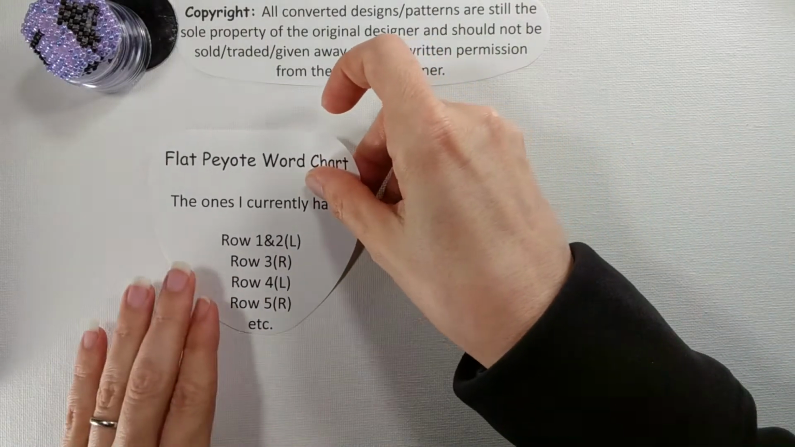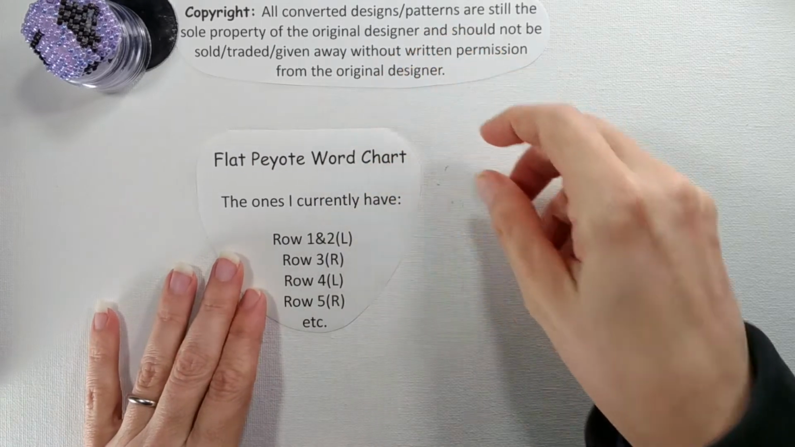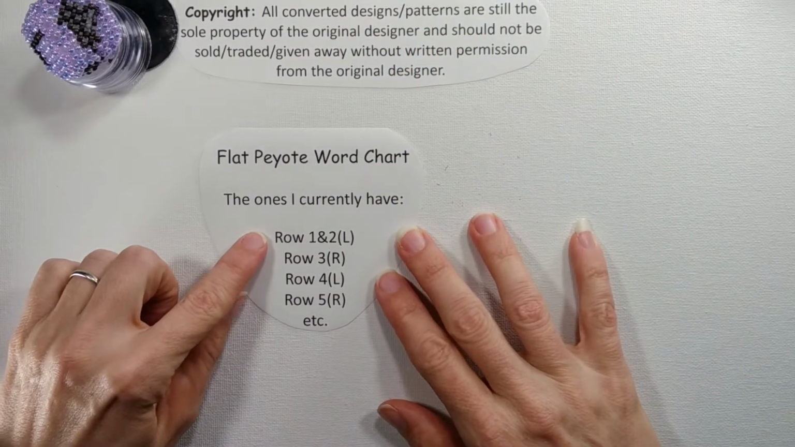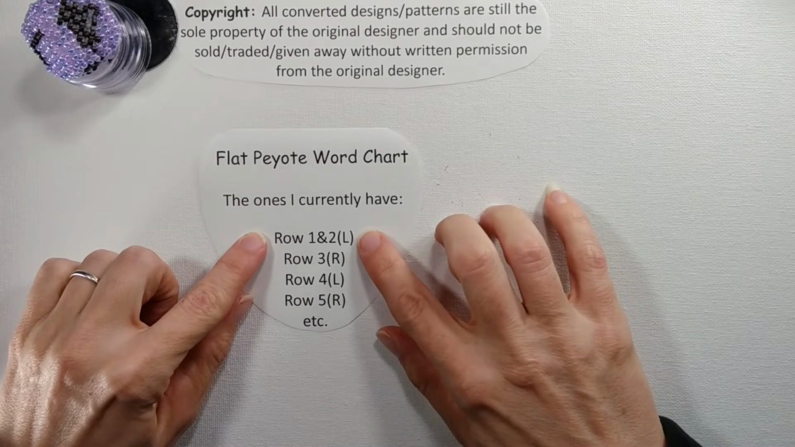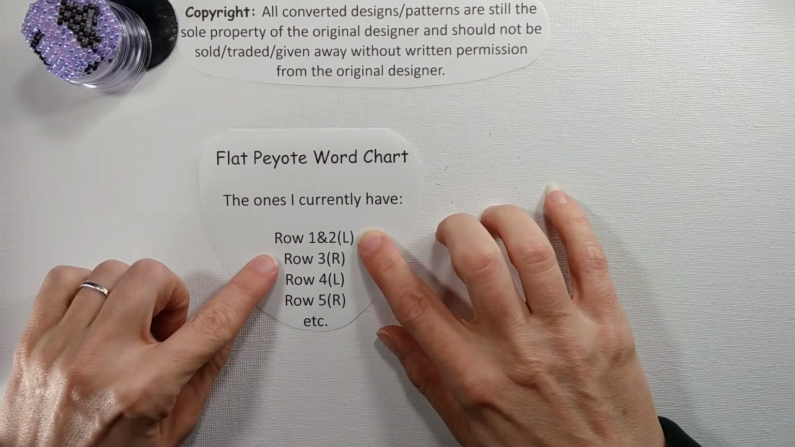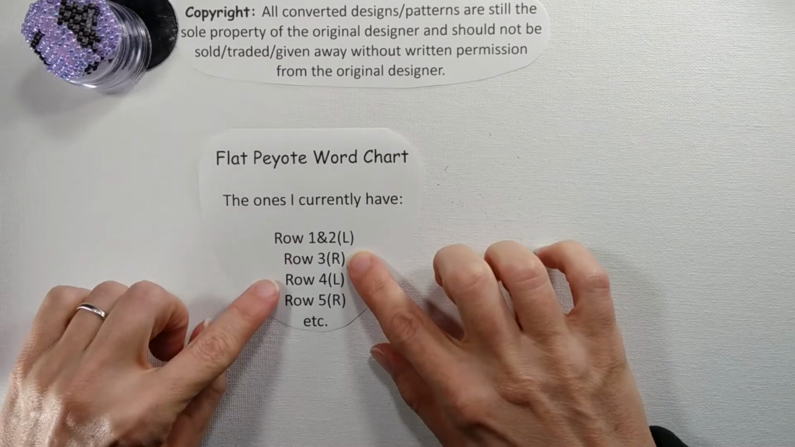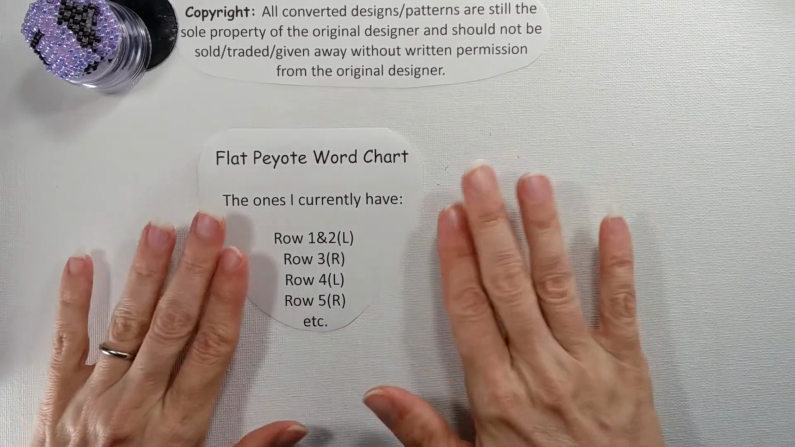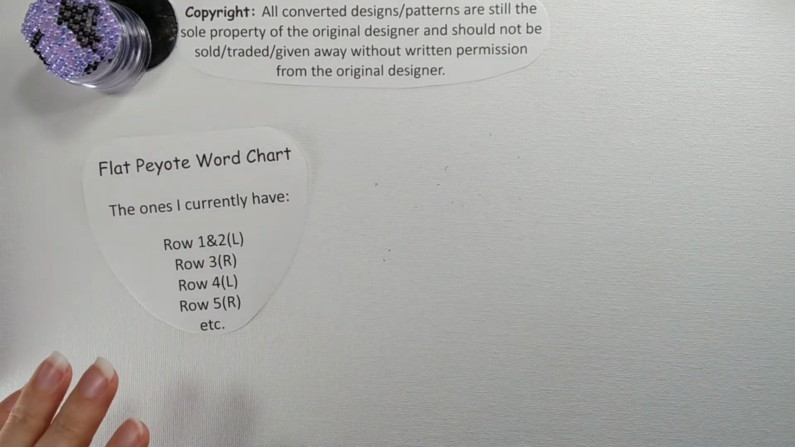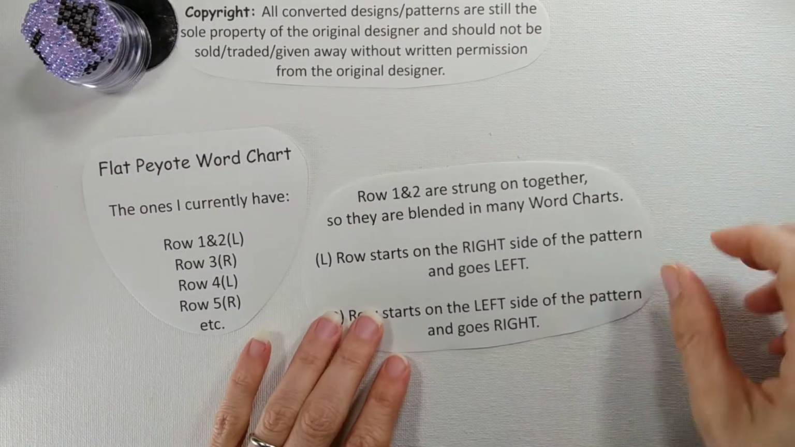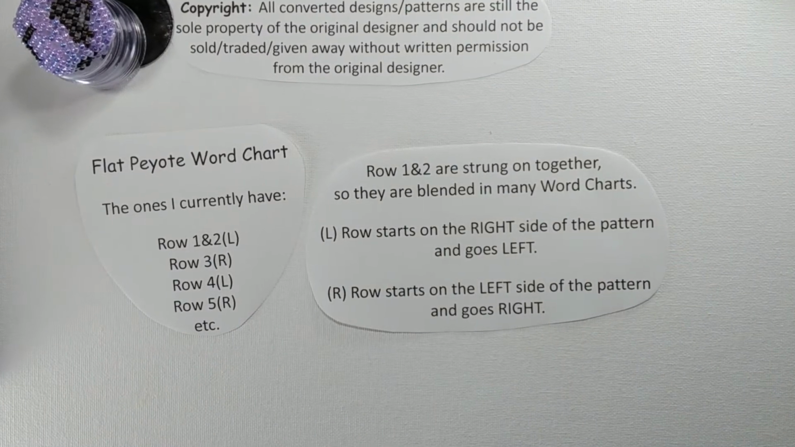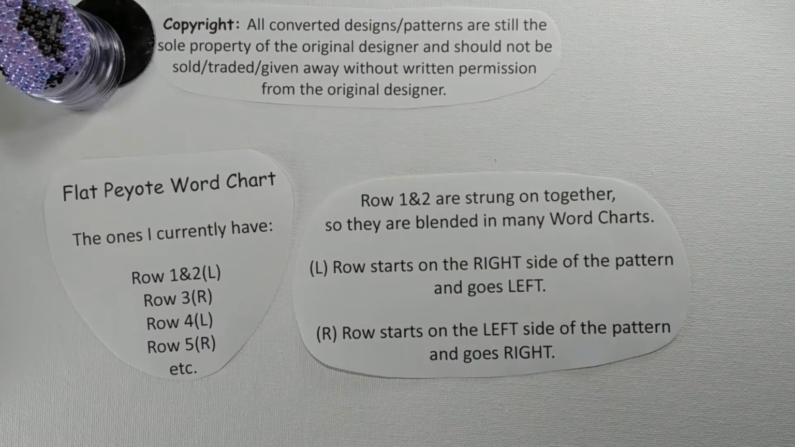Now for this one and several other flat word charts, I have noticed that row 1 and 2 are together, followed by an L, then there's row 3 followed by an R, then 4 followed by L, 5 followed by R, etc. And what this means is in peyote, I'm going to bring this down a little bit so you can see a little better.